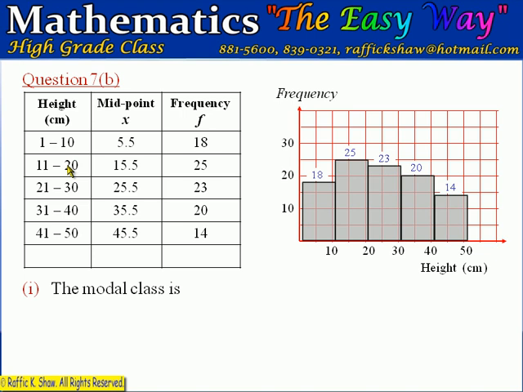11 to 20 centimeters is the modal class because it carries the highest frequency and it is the tallest of the bars on the histogram. So this is our modal class, 11 to 20 centimeters. So we can go ahead and put that in. 11 to 20 centimeters is our modal class interval.